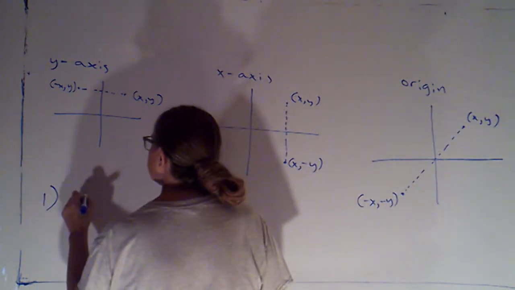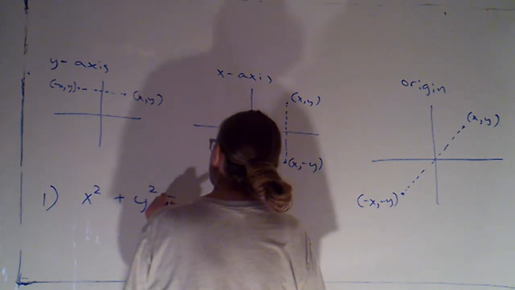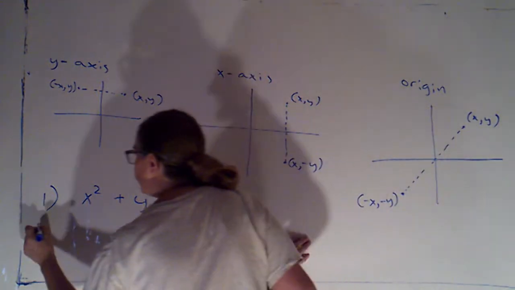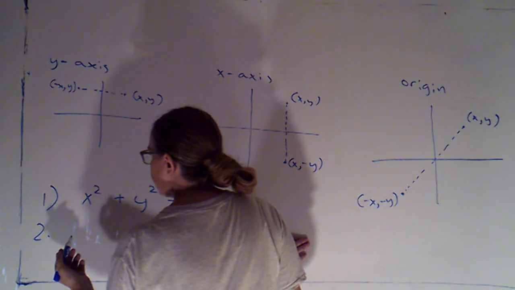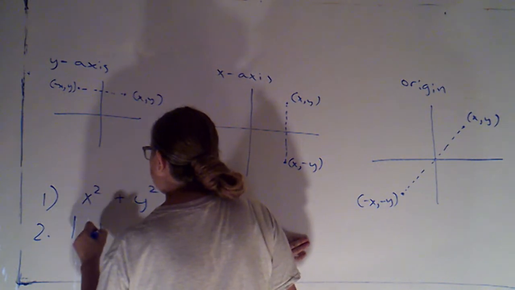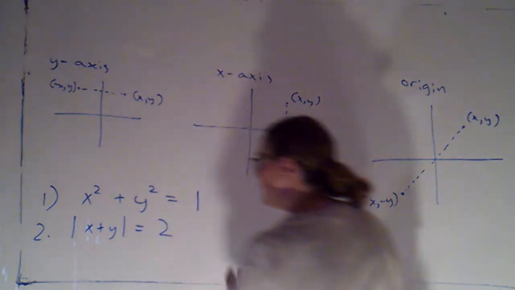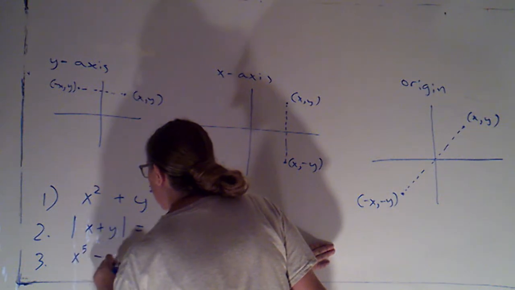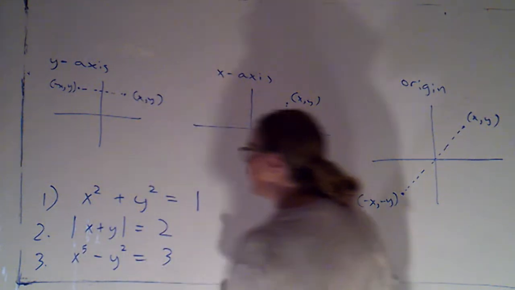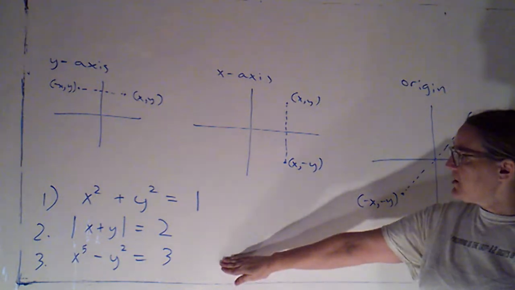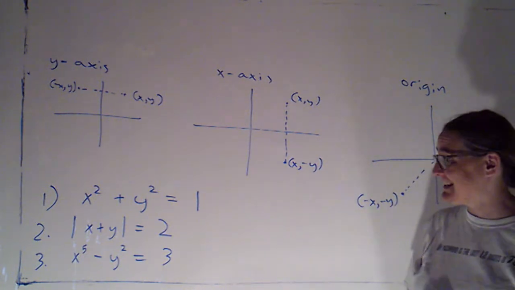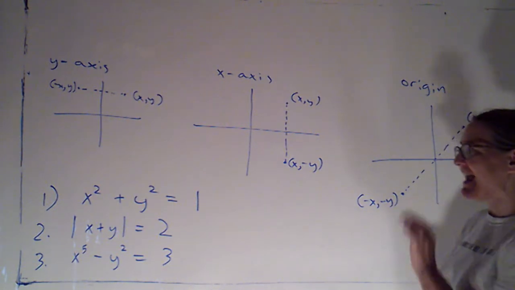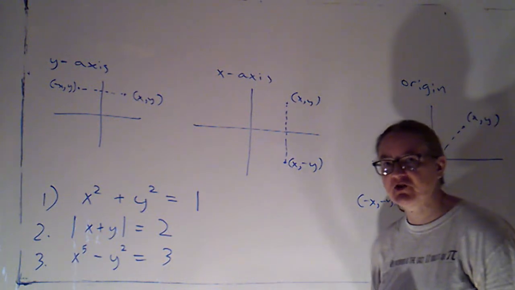For the first problem, let's say we've got x squared plus y squared equals 1. Check that for all 3 types of symmetry. For the second equation, let's take the absolute value of x plus y equals 2. And for the third equation, x to the 5th minus y squared is equal to 3. So 3 different equations. I'm basically giving you 9 tasks here because I want you to check all of these equations for all 3 types of symmetry. And then tune back in the next video and we'll check out the answers together.